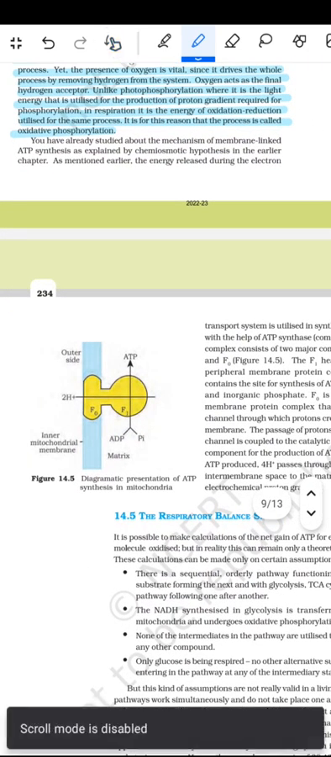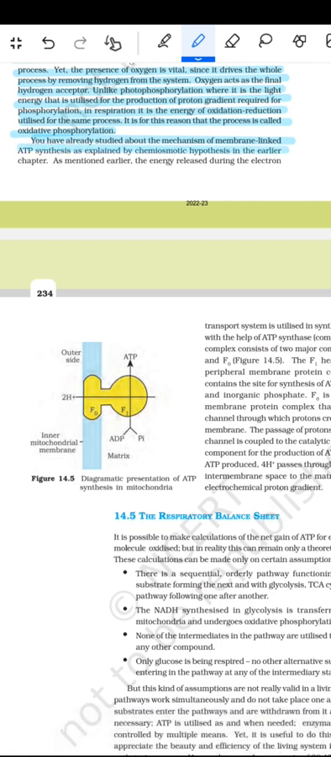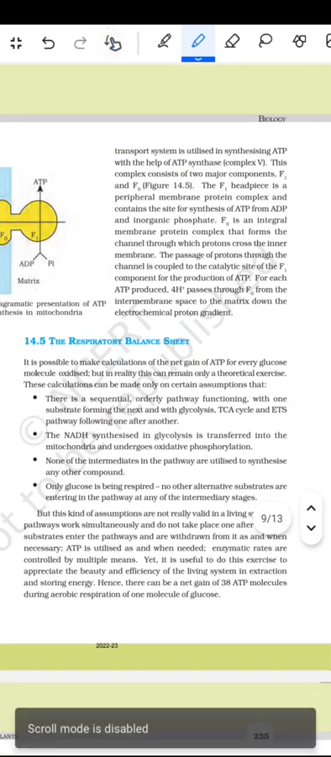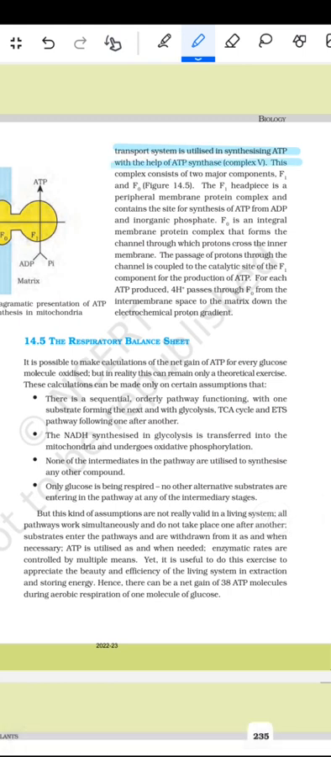It says that you have already studied about the mechanism of membrane linked ATP synthesis as explained by the chemiosmotic hypothesis in the earlier chapter. As mentioned earlier, the energy released during the electron transport system is utilized in synthesizing ATP with the help of the ATP synthase complex 5.